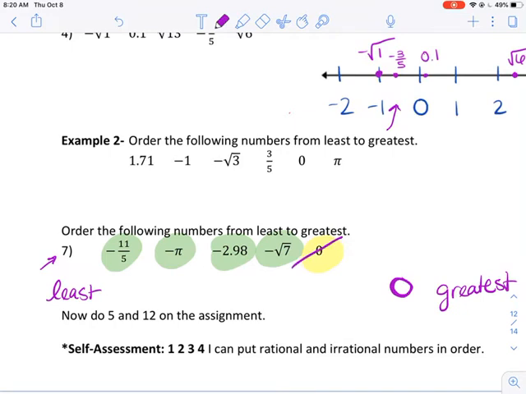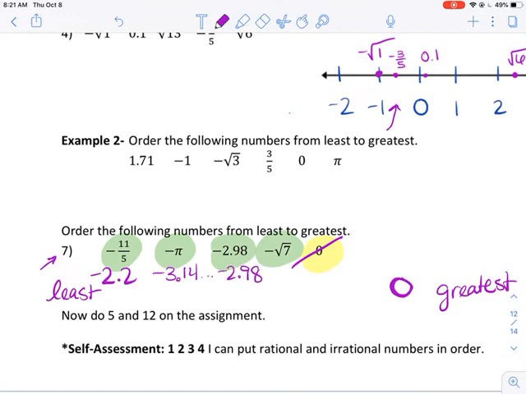Okay, let's go ahead and look at these. I'm going to, once again, put them in forms I can compare to each other, so I'm going to put them in decimal form. Negative 11/5 divides out to be negative 2 and 1/5. If you know that, it's pretty easy to figure that one out, but every fifth is a 0.2, so that's going to be negative 2.2. Negative pi is about negative 3.14. And negative 2.98 is that.